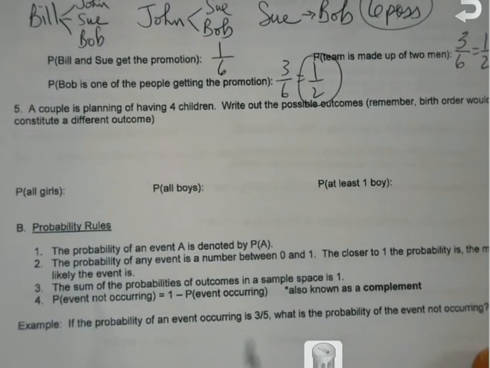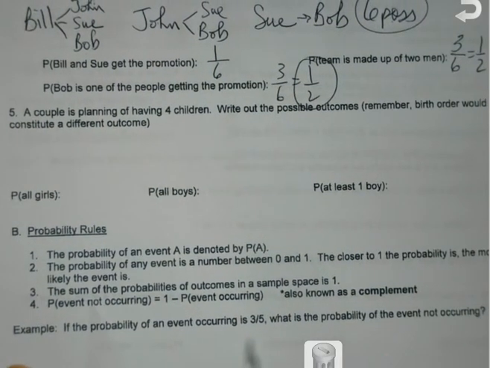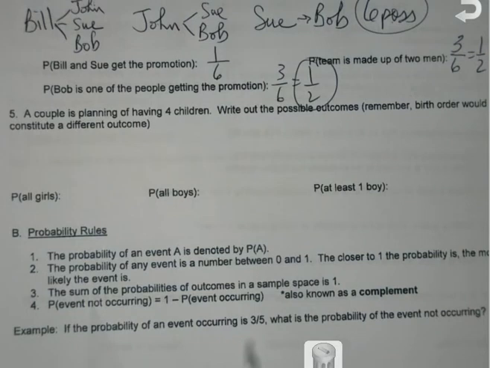Now, then it starts to get a little crazy here. Okay, a couple is planning on having 4 children. Write out the possible outcomes. Remember, birth order would constitute a different outcome. So like if you have boy, boy, girl, girl, and then the next time it's boy, girl, that's different. Their ages are going to be different for the different children of different sex each time.